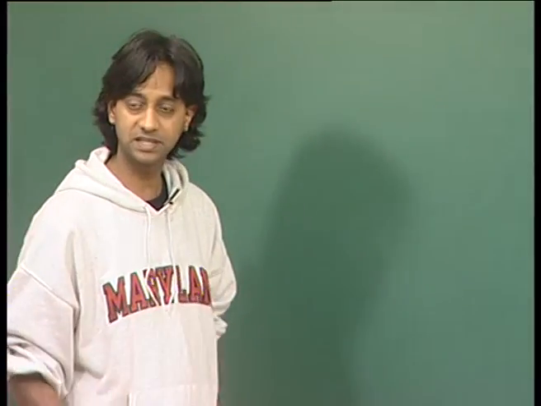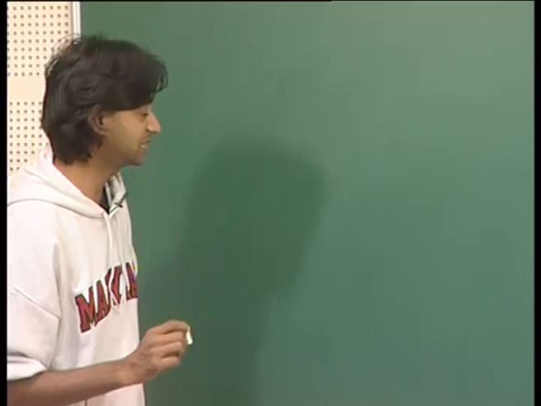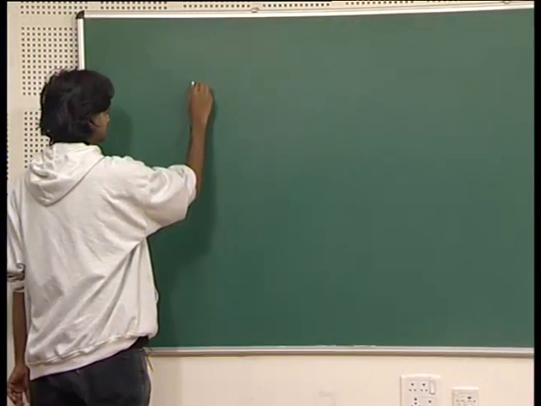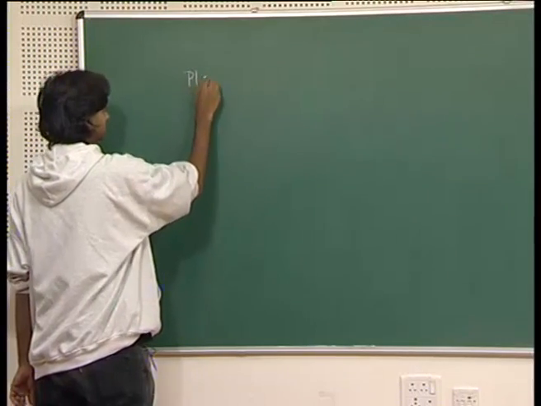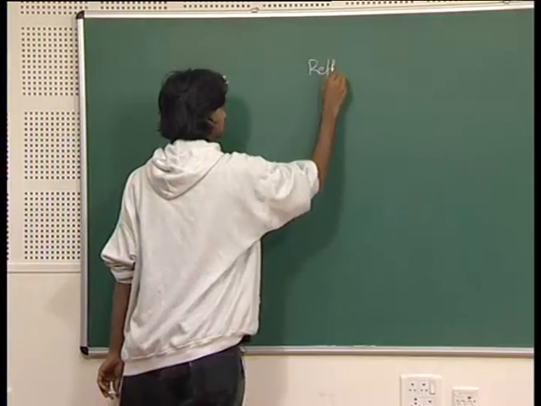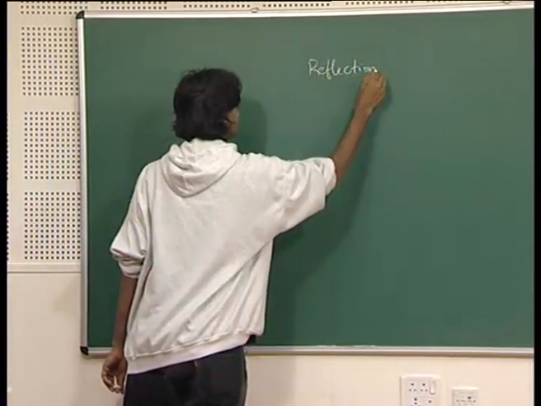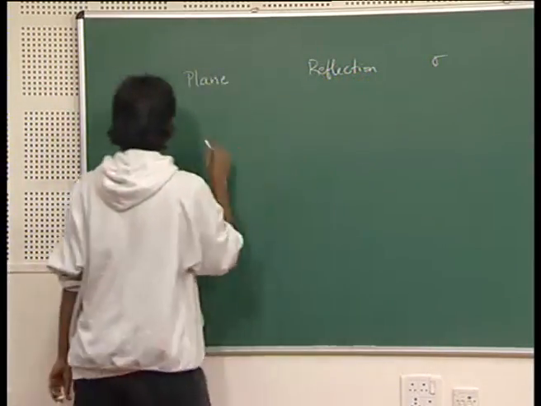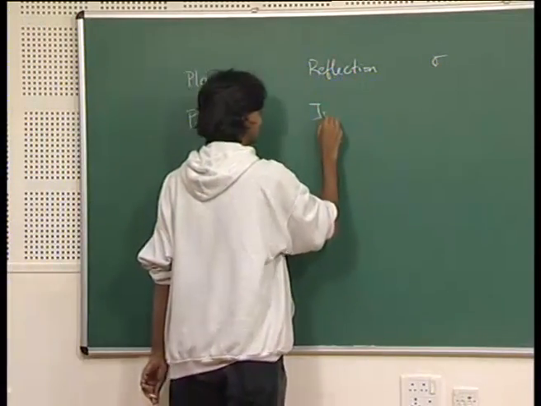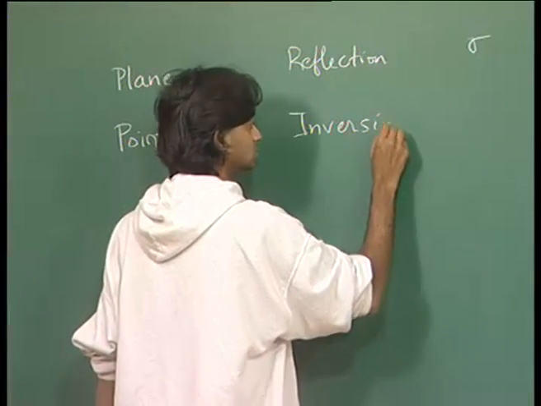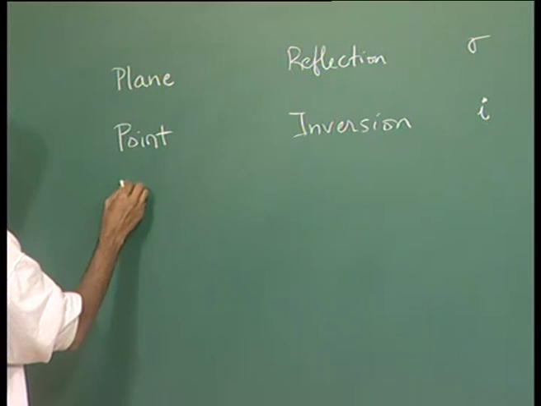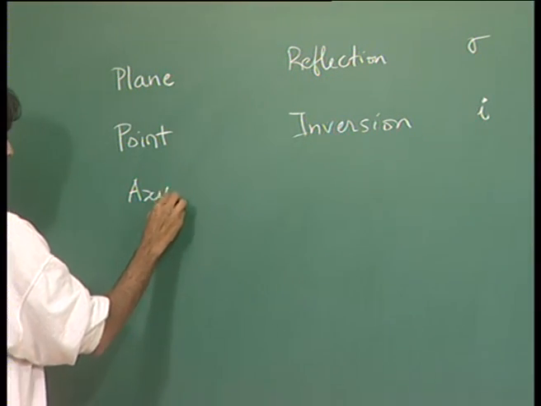Okay, so we have seen the various symmetry elements and symmetry operations. We have seen that there is a symmetry element for a plane, and the operation was reflection, and we used sigma to denote this. Then there was a point, and the operation was inversion, and we used I. And then we talked about an axis.